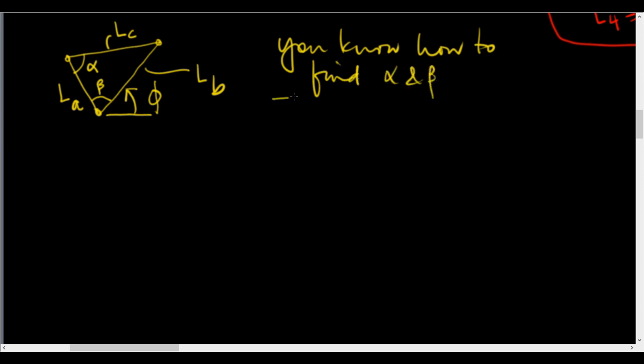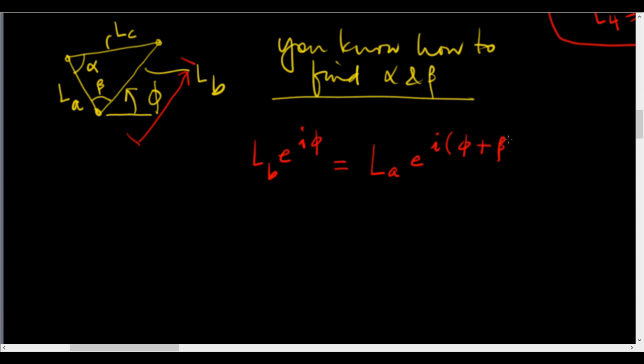But if you don't, and if you are enjoying the MATLAB solution process over here, then you will know how it goes, because I'll go from here to here. Let me use red now. I'll go from here to here in two ways. So I will say LB e to the power i phi is equal to LA e to the power i (phi plus beta), and then I have this angle, right? So how do I do that?